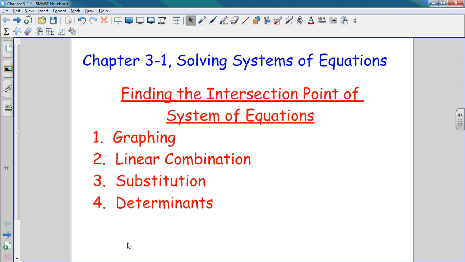We're going to start solving systems of equations, meaning there's more than one variable, okay? Now, there are different ways to solve systems of equations. There's graphically, linear combination, substitution, and then determinants. Today we're going to talk about graphically, okay?